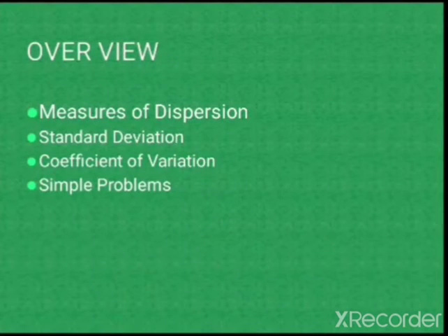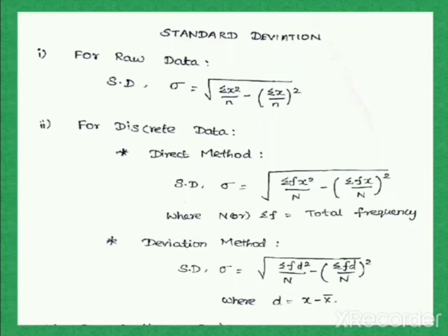In our last class, we have seen what is standard deviation for raw data, discrete data, and continuous data, and some simple problems on them. In this presentation, I am going to teach you coefficient of variation. So we have to know what is coefficient of variation, and we are going to solve some simple problems on coefficient of variation. Let us recall a formula for standard deviation.